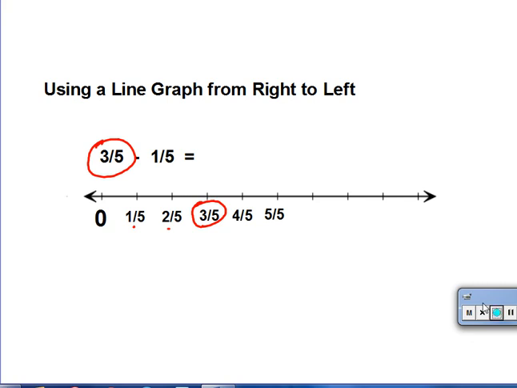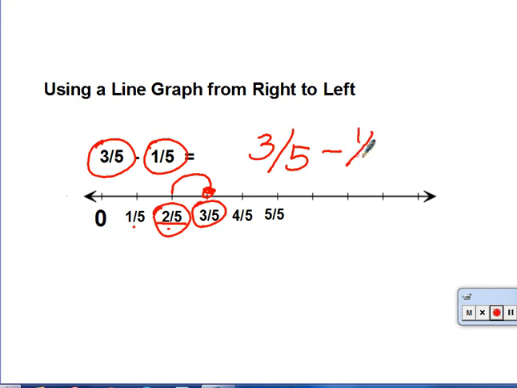Let's take a look at our second fraction. Our second fraction is 1/5. Starting from 3/5, move to the left one space. 1. What is the fraction on the number line? If you answered 2/5, you are correct. Awesome work. 3/5 minus 1/5 equals 2/5.